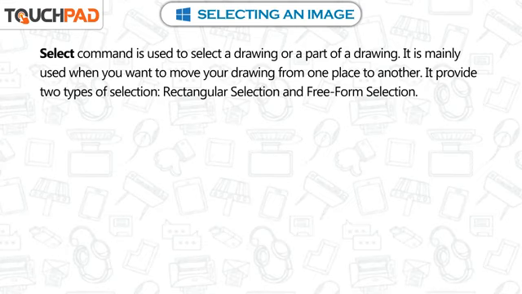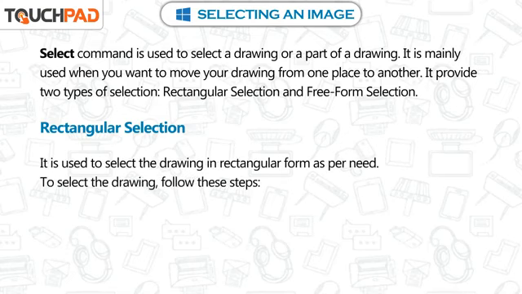It is mainly used when you want to move your drawing from one place to another. It provides 2 types of selection: rectangular selection and free-form selection. Rectangular selection. It is used to select the drawing in rectangular form as per need. To select the drawing, follow these steps.